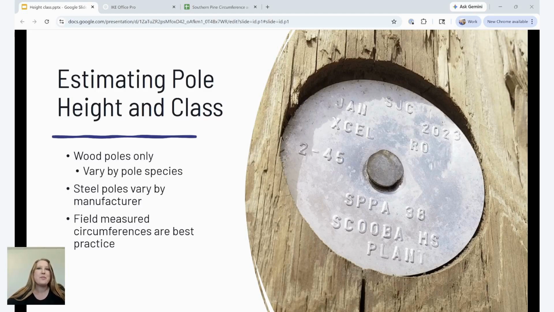My name is Jessica Walker, and I'm the IKE Services Manager at ikeGPS. Today, I'm going to go over how we train our analysts to estimate pole height and class.